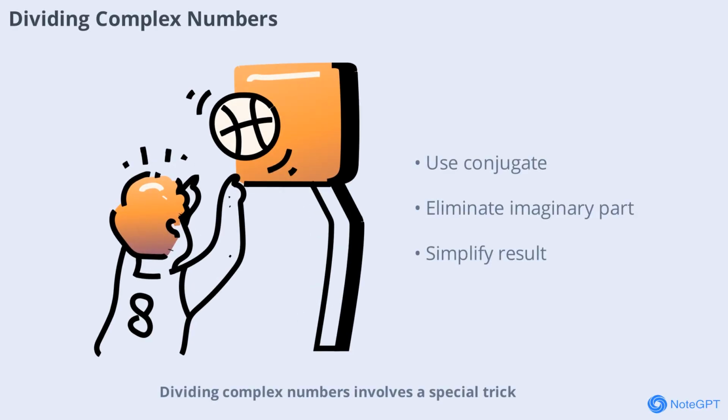Dividing complex numbers involves a special trick. To divide a + bi by c + di, you multiply both the numerator and denominator by the conjugate of the denominator, which is c - di. This process eliminates the imaginary part from the denominator, making the division possible. After simplifying, you get a new complex number as the result.